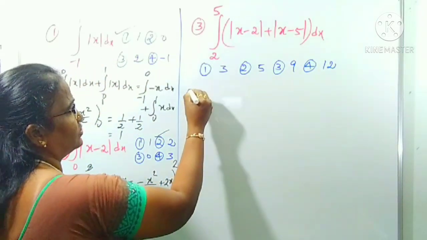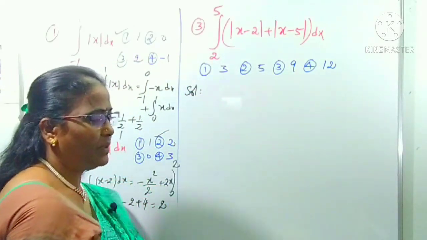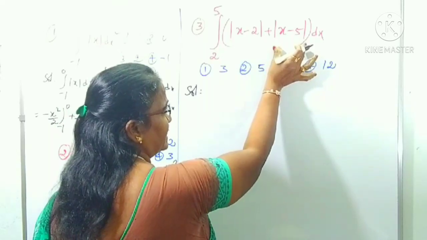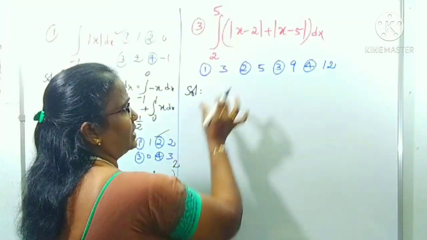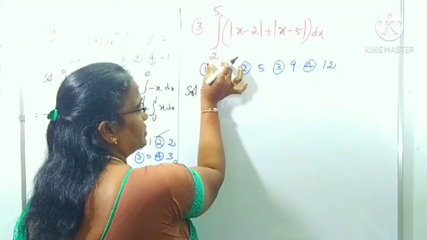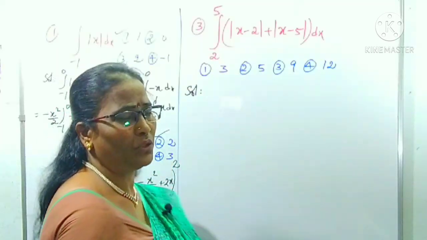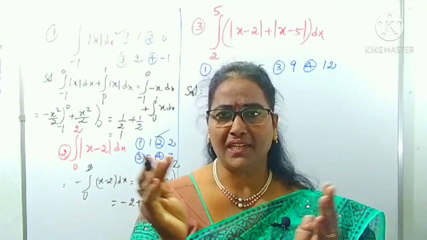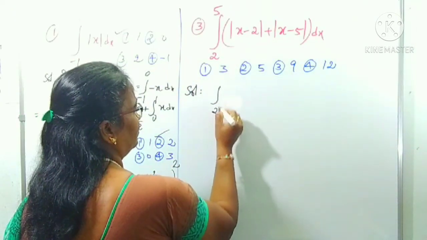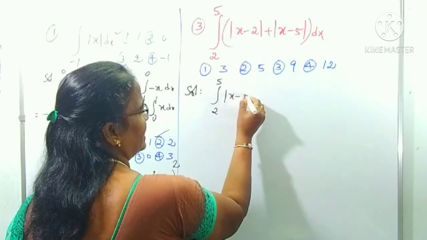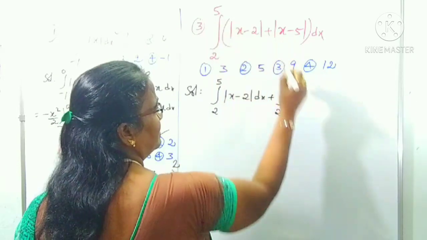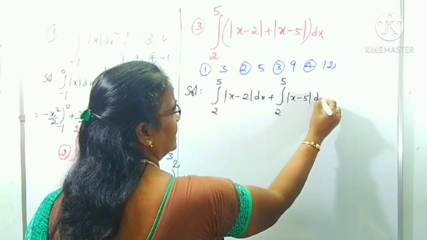So now come to question number 3. What is question number 3? Integral of mod of x minus 2 plus mod of x minus 5 between the limits 2 to 5. Here there are two types of functions. x minus 2 is there, x minus 5 is there, and the limits 2 to 5 are there. In this case, the two different functions under addition, make the separation of integrals. Like the first integral is from 2 to 5, mod x minus 2, plus the second integral from 2 to 5, mod x minus 5.